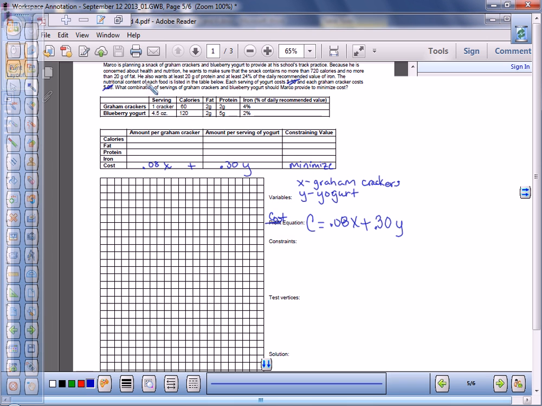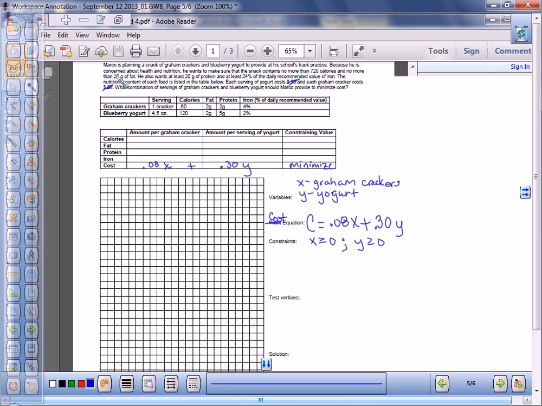So when we read back through, what are the categories that deal with graham crackers and yogurt? Well, the categories are calories, fat, protein, and iron. Are those the things we read about in our paragraph that deal with my graham crackers and my yogurt? So these are the 4 constraints, other than the obvious, which are we can't have a negative number of graham crackers and we can't have a negative number of yogurts. Other than that, these are the categories that I read about in this paragraph.